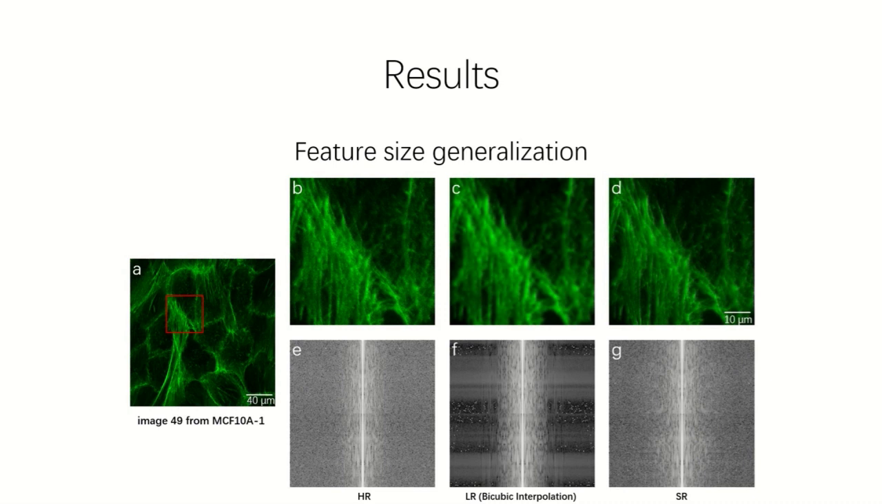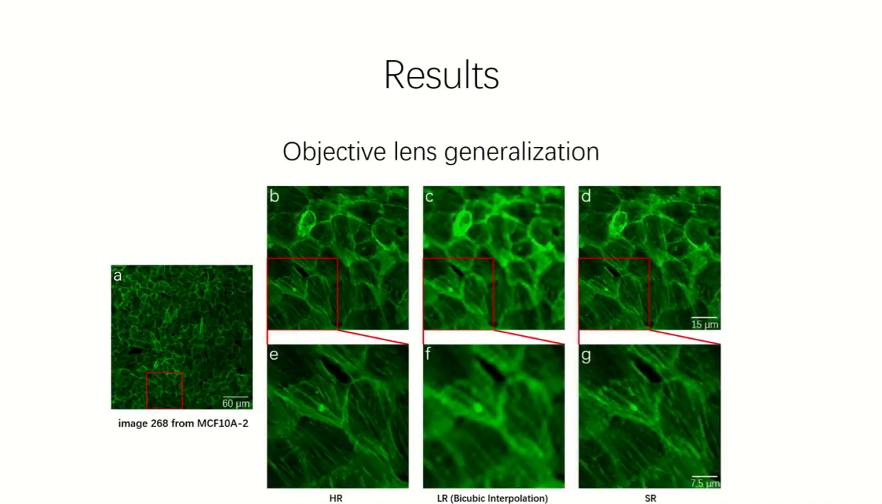We mainly conducted two generalization experiments, namely feature size generalization, collecting samples whose size are different from training data while maintaining other configurations unchanged, and objective length generalization, using objectives with different magnifications to collect training and testing images respectively, while keeping other configurations unchanged.